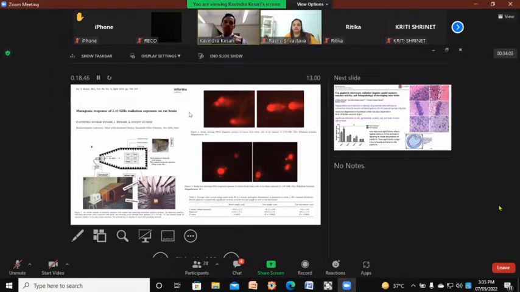So here also you can see the clear changes in the DNA parameters, like the shape of the comet is very clear here. So it says there is DNA damage in the cells, if I compare with the control group.